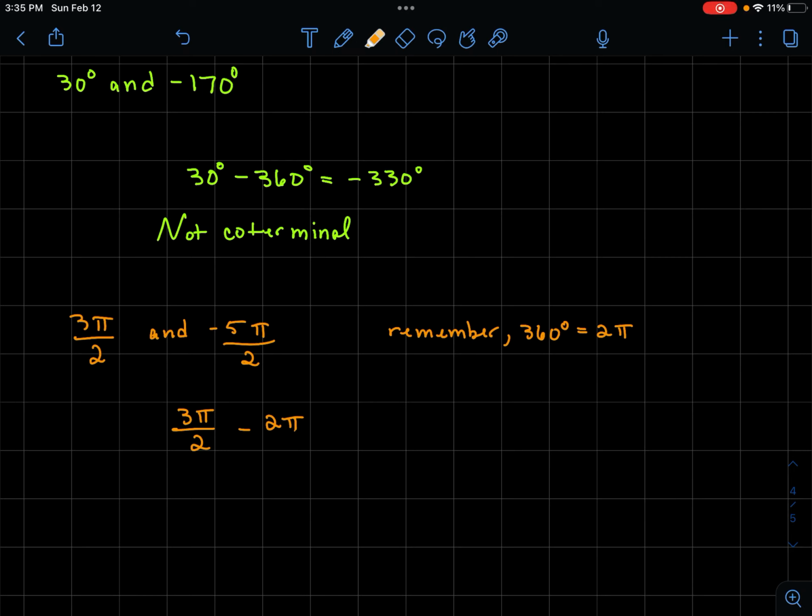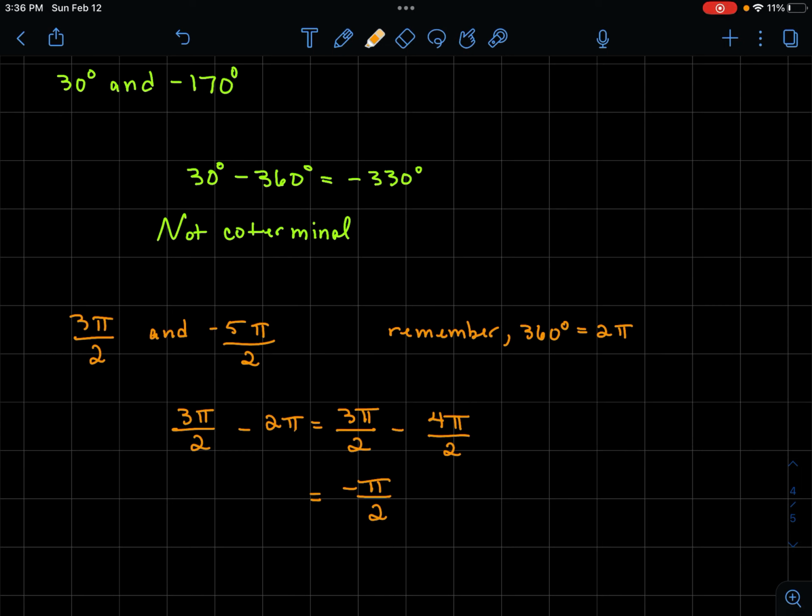So start with 3 pi over 2 minus 2 pi. The issue here is now we're working with some fractions. We don't have a common denominator. We need to rewrite 2 pi in a way that has that common denominator of 2. Another way to say 2 pi would be 4 pi over 2. Now we can take 3 pi minus 4 pi, and you get negative pi over 2.